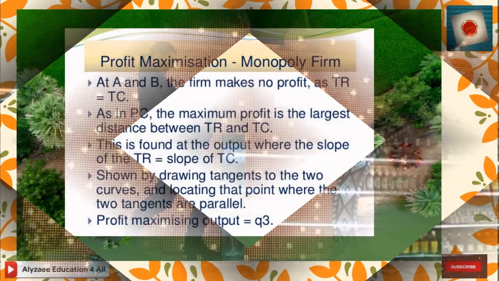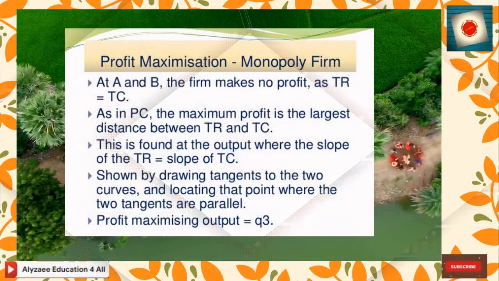Profit maximization under monopoly, when at A and B the firm makes no profit, as I explained earlier. At the point C, the maximum profit is the largest distance between total revenue and the total cost. So this is found at the output where the slope of total revenue is equal to slope of total cost, shown by drawing tangents to the two curves, then locating that point where the two tangents are parallel.